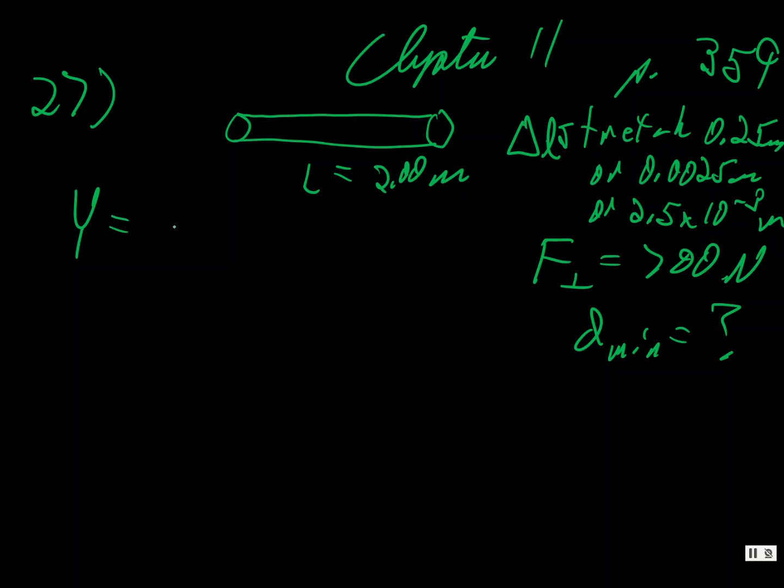Well, it is the initial L times the tensile force, or the force applied to each end, divided by the area of the wire times the change in length. Now we can write it this way, delta L. Okay? So how do I find diameter?